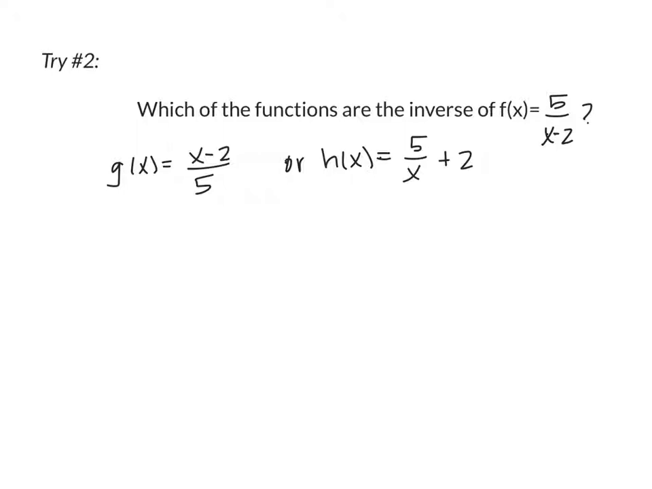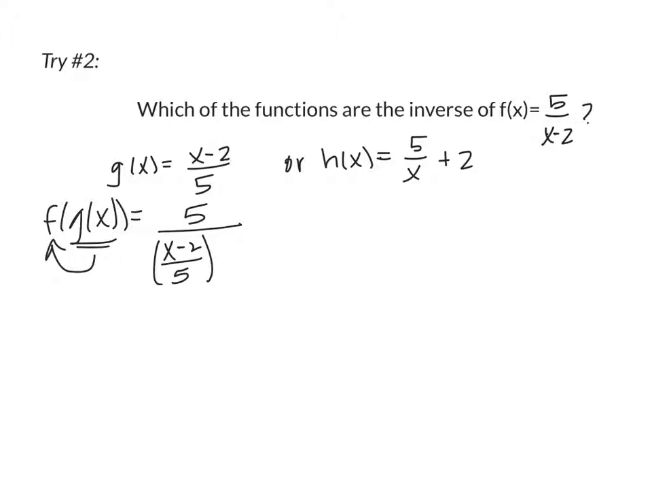Now this time, without doing all of the work, we will just compose f of x into g of x. If they are inverses of one another, they should work. So let's test f of g of x. Again, that means g goes into f. So that'd be 5 over x minus 2 over 5, and then we still have to finish minus 2.